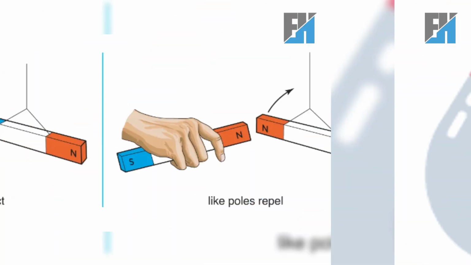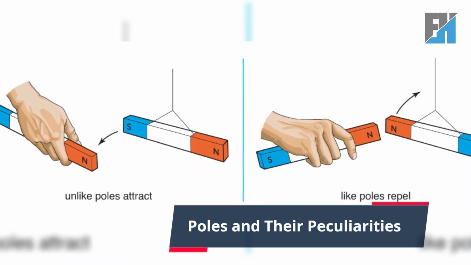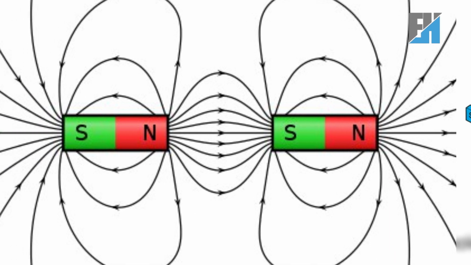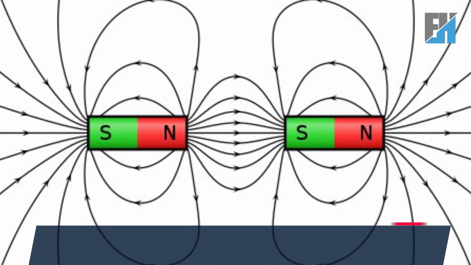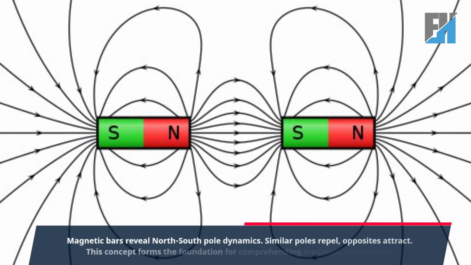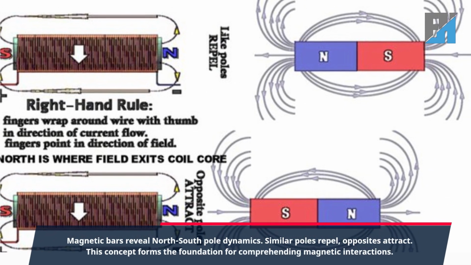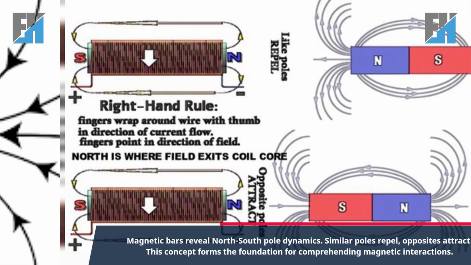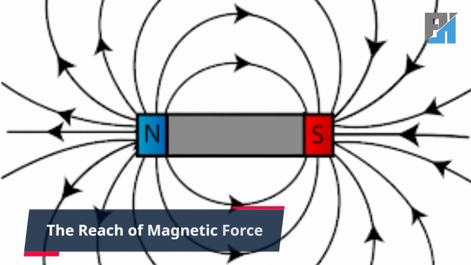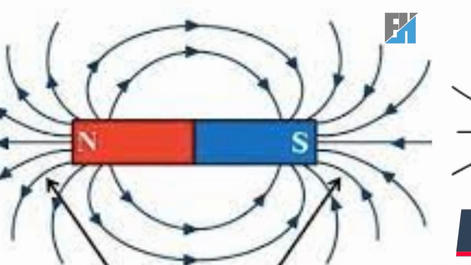Magnetic forces. 1. Poles and their peculiarities. Magnetic bars reveal north-south pole dynamics. Similar poles repel, opposites attract. This concept forms the foundation for comprehending magnetic interactions. 2. The reach of magnetic force.